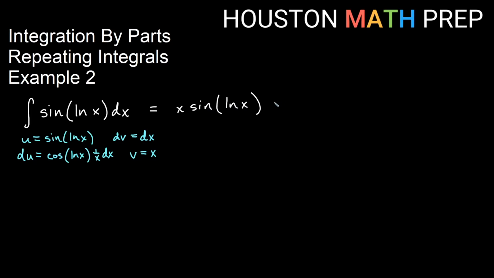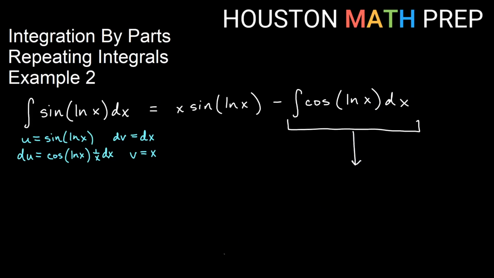So for this one, if we do that, we'll use uv, which would be x times sine of ln x, minus integral v du. I have a 1 over x in du, and I have an x in v, so when we multiply those together it will become a 1, and we will just get cosine of ln of x dx. And you might be able to see sort of where this is going already. So we'll go ahead and look at doing this by parts again, since it seems very similar to this other one. So if we do that, let's look at u being cosine of ln of x, and dv is just going to be dx again.